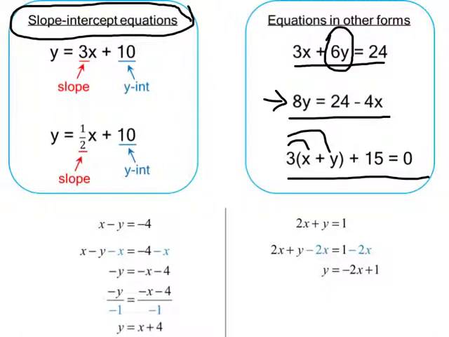But for right now, we just know that we need to isolate that y and get it out on the left by itself always. Okay, you can see how here we've got y equals x plus 4, y equals negative 2x plus 1, and so forth.